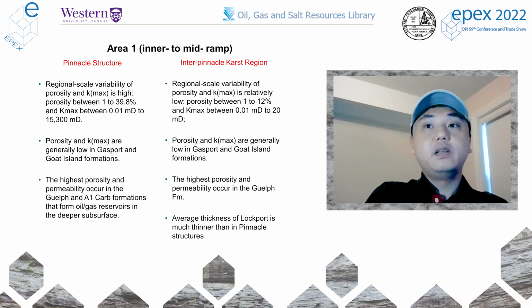So in summary, the porosity and permeability variations of the Lockport Group correlate well with the stratigraphic architecture in pinnacle structure bearing region. Within the pinnacle structures, where the Lockport Group is thickest, the average porosity and permeability values are highest, illustrated by those data percentile distribution charts. Within the inter-pinnacle region, the karstic penetration enhanced the overall porosity and permeability of the Lockport.